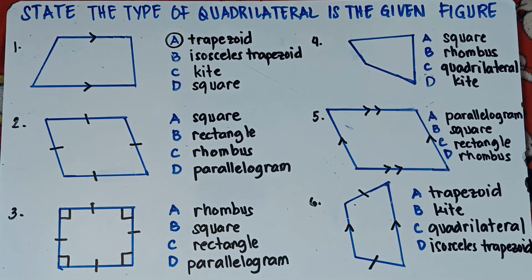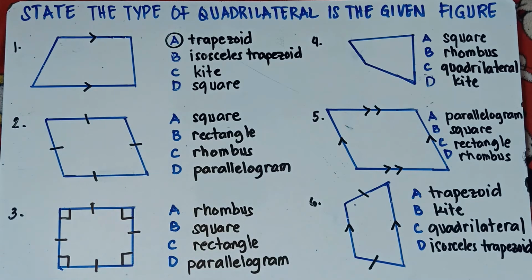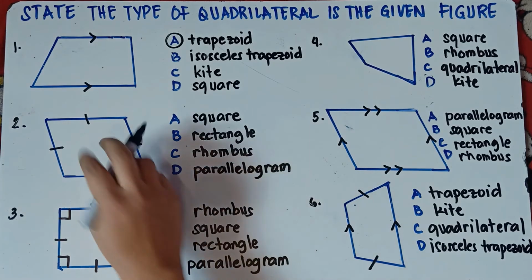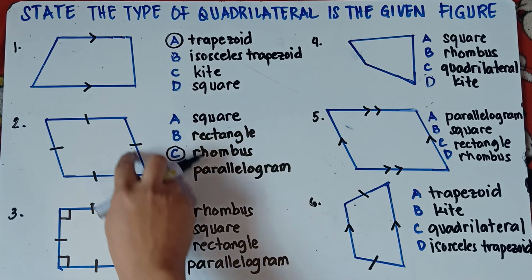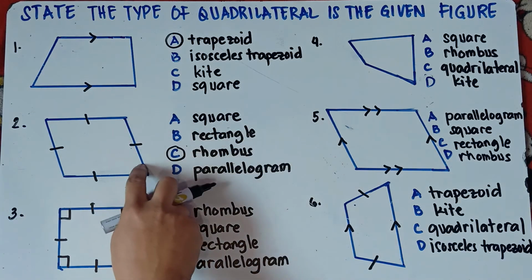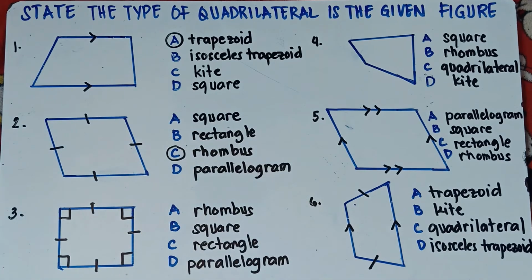Number 2, we have the given markings. All sides are congruent. So is it A, square? B, rectangle? C, rhombus? D, parallelogram? What's the answer, class? That's correct. That's letter C, rhombus. All sides are congruent. So it's not square because in a square, it has a right angle. In this one, we don't have right angles. So number 2 is letter C.